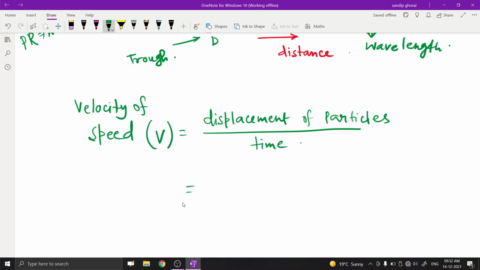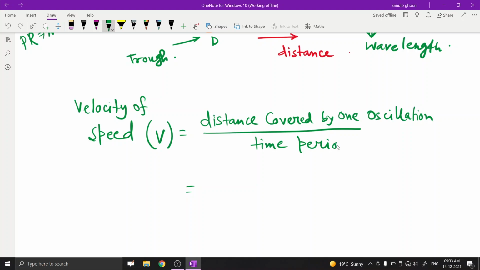Now if we take one complete wave, the maximum distance is called the wavelength. So the distance covered by one wave or one oscillation, upon the time period. In this case this is lambda divided by T, and we also know 1 by T means frequency, so this is f into lambda. So v is equal to f lambda. This is the relation between speed of sound, frequency and wavelength of a sound.